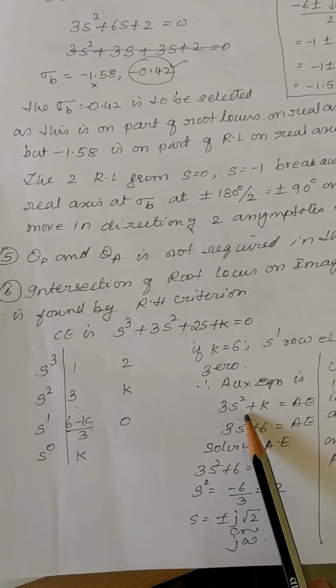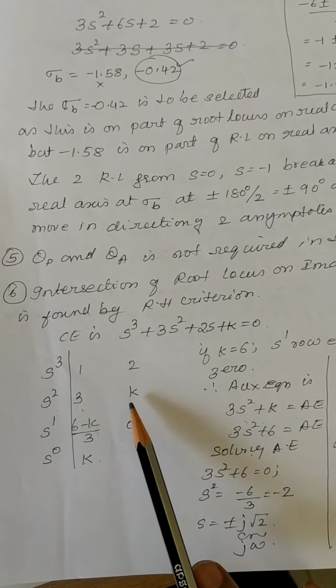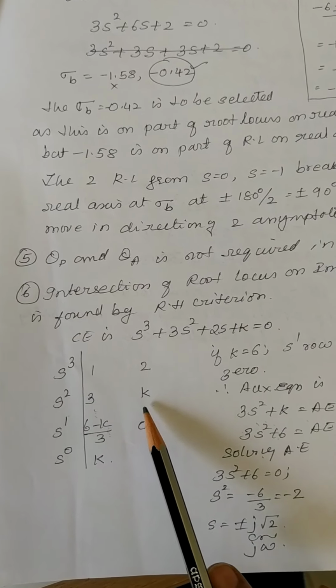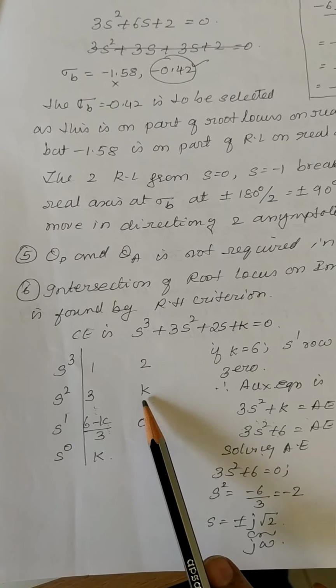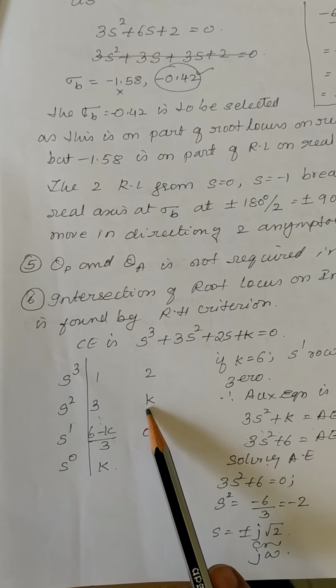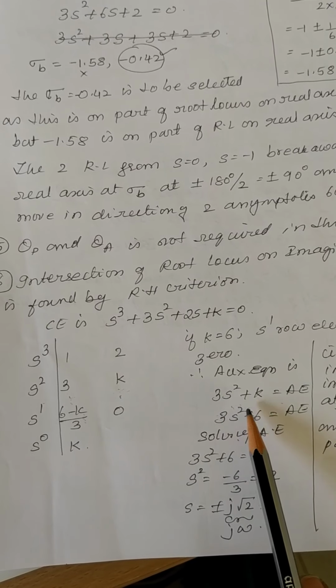How did I get 3s square? You can see here, 3 into s square plus k into s. Powers are even for this. After s square, the next power should be s to power 0. It cannot be s to power 1 because that power is odd. So 3s square plus k into s to power 0, and s to power 0 is 1. Therefore I got the auxiliary equation as 3s square plus k.